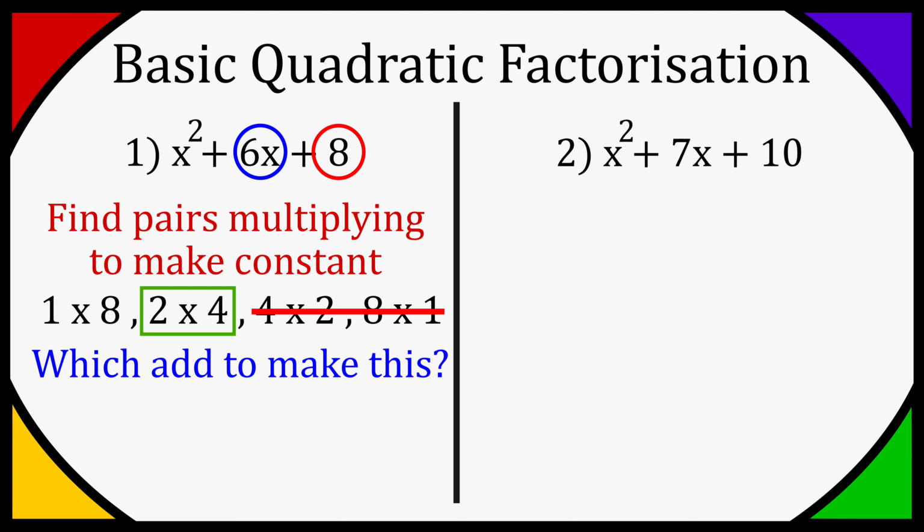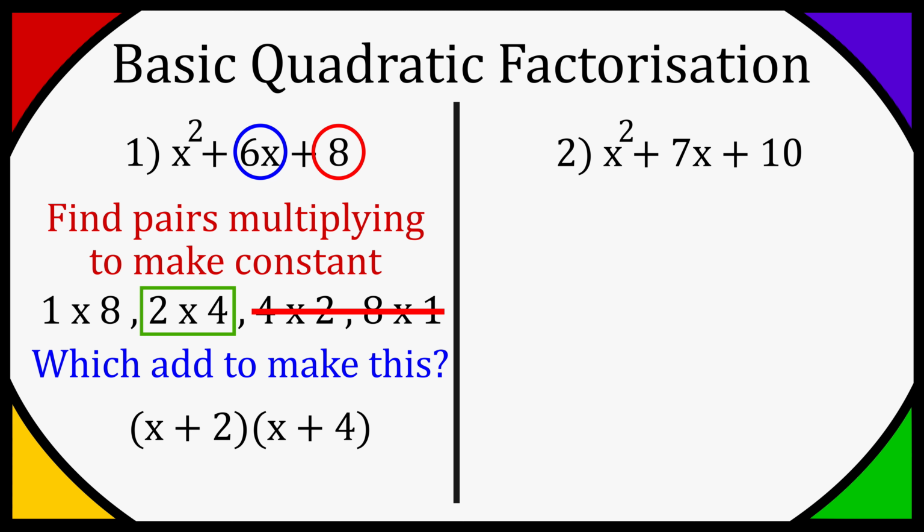with 6x. And you can check that by actually timesing out the factorization after you factorized it, and you should get back the original equation. All you have to do is times it out if you want to do that. So our final answer is going to be x plus 2 times x plus 4. You take the pairs and then you write them in this form.